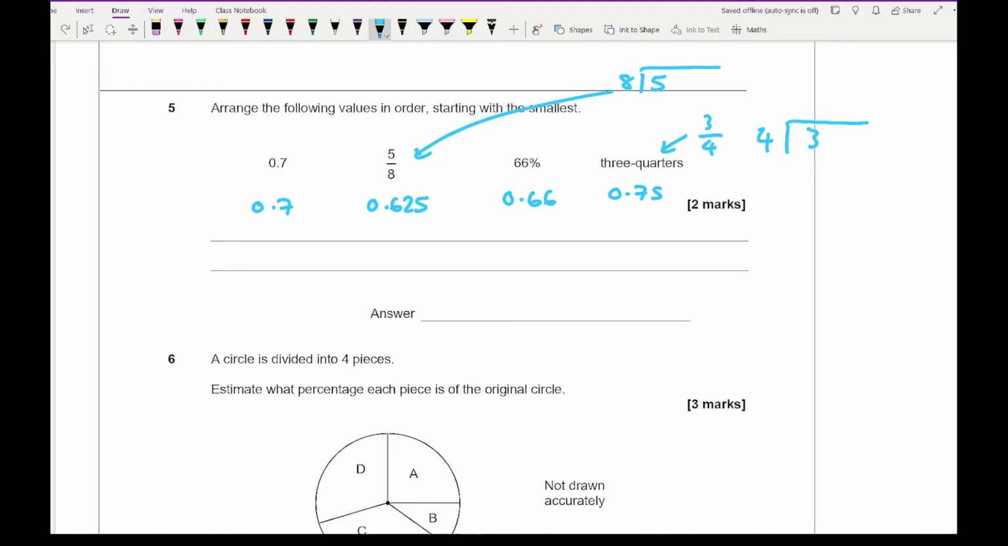So looking at this, which one is the smallest? Well, it's going to be 62.5 or 0.625. So that's 5/8. The next smallest is 66%. The next smallest is 0.7. And the largest is 0.75.